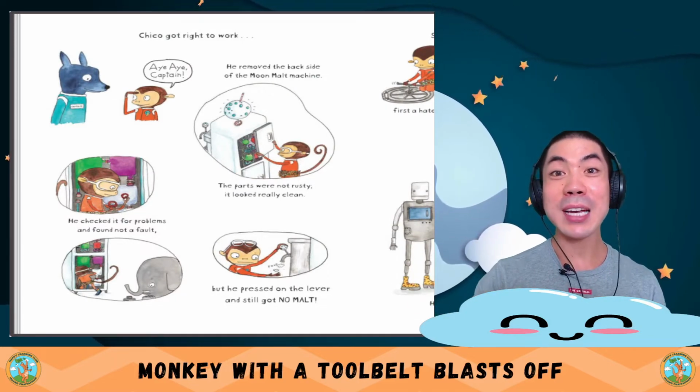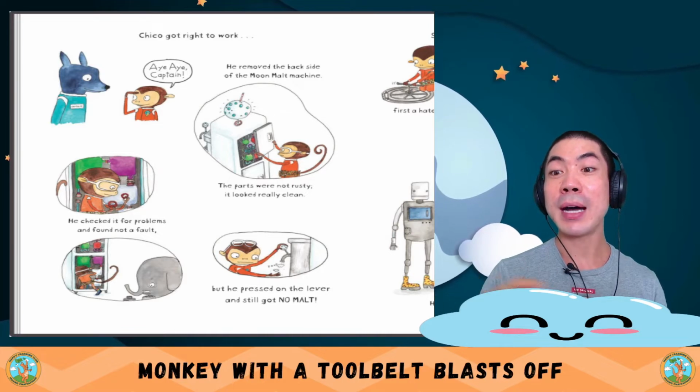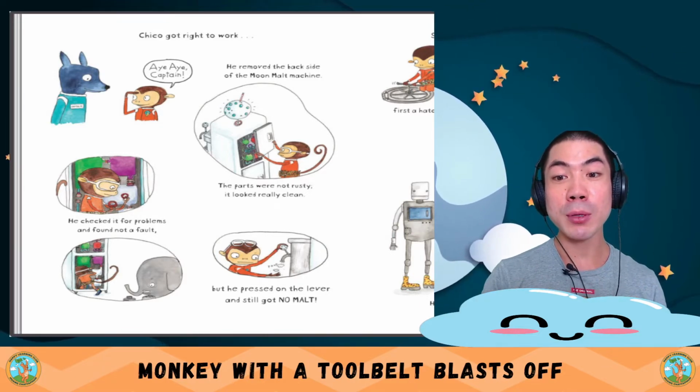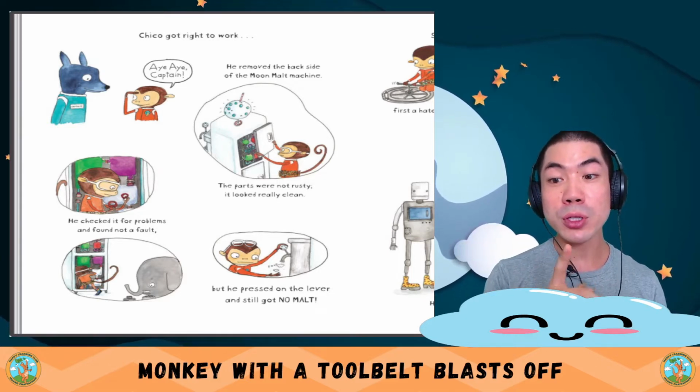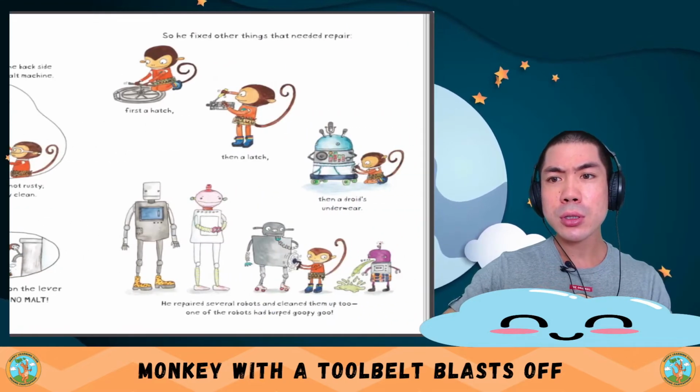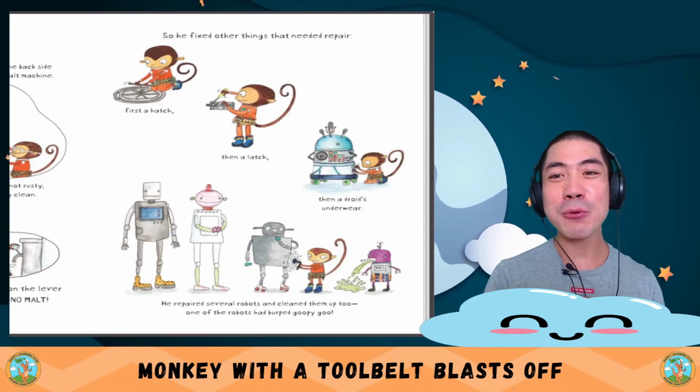He removed the backside of the moon melt machine. The parts were not rusty. It looked really clean. He checked it for problems and found not a fault, but he pressed on the lever and still got no mold.